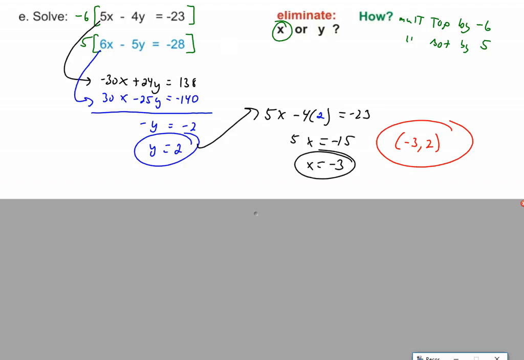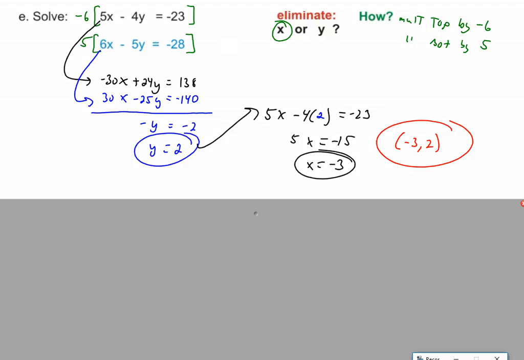Again, be careful. What students mess up on is they forget to multiply the other side of the equation. And so be careful there. Once you have the coefficients equal and opposite, you're ready to add them up. So everybody should have gotten negative y equals negative 2, which I assume you did the top by negative 6 and the bottom by 5. You could have done the top by positive 6 and the bottom by negative 5, right? You'd still end up in the exact same place. All right, you'd still end up with y equals 2.